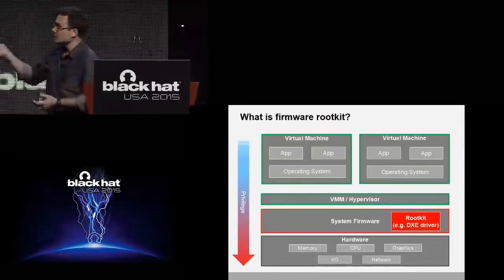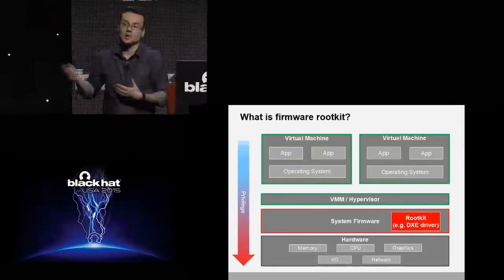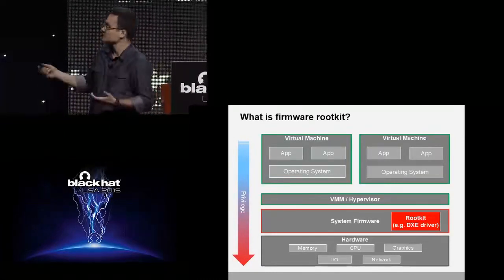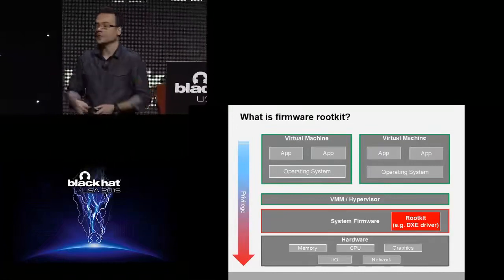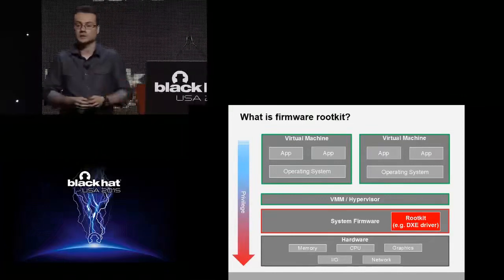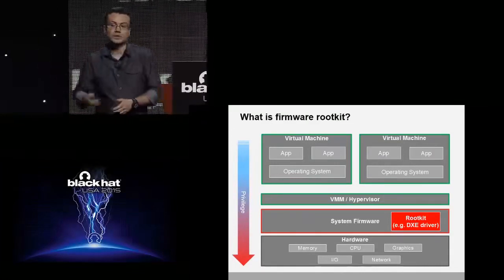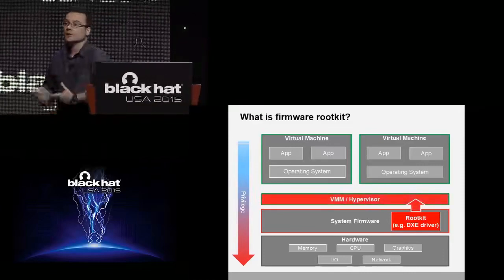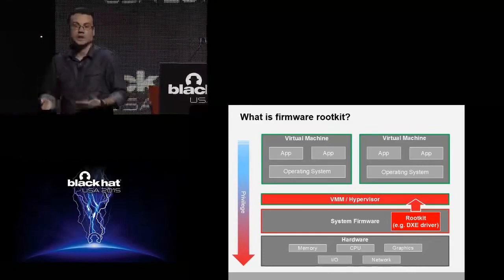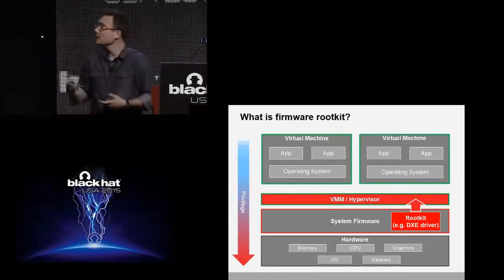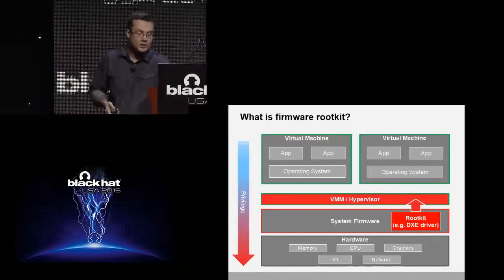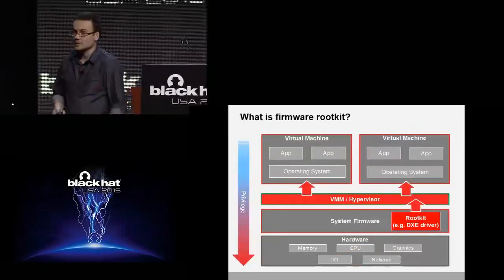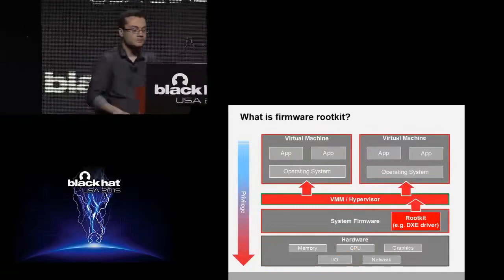So assume the system firmware somehow got compromised, and we'll talk about how it can be compromised, but somehow it got compromised, and there is a rootkit in the firmware, for example, a DXE driver. If you remember Hacking Team, that's how they were installing rootkits in UEFI-based firmware, using a DXE driver. Because that DXE driver runs underneath the hypervisor, it has full control over the hypervisor, so it can modify it and install a backdoor, which then basically compromises all the virtual machines on top of it, controlled by this hypervisor.